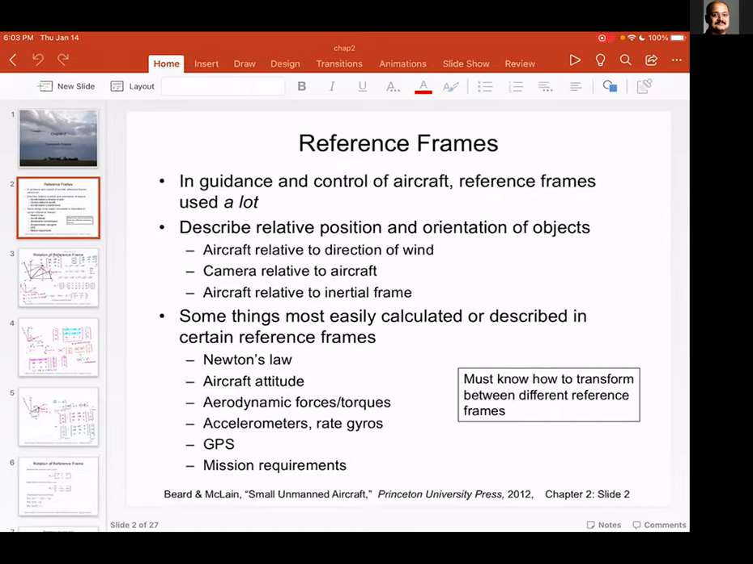So when we try to solve the dynamics problem or control problem or try to design an autopilot, we cannot add dollars to pesos. So we need to be in a consistent coordinate frame. And that's why we have to understand very carefully what are the fundamental coordinate frames that are used to describe the dynamics of a MAV.